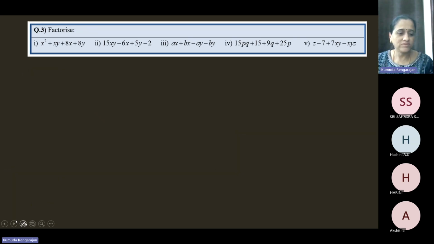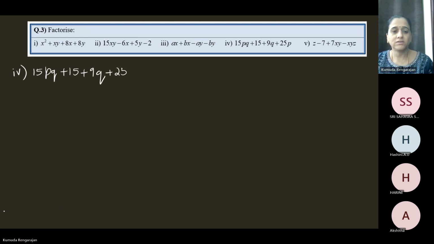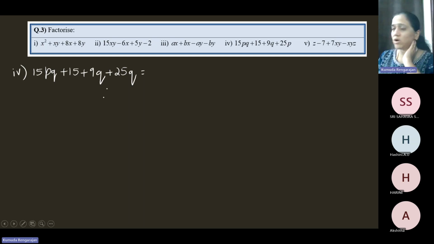Plus 9q. Wait. 15PQ plus 15 plus... I want all of you to listen. This is the expression. Just a second, I'll ask you. Now we'll first go ahead in the same order. Later, with practice, you will realize that you have to rearrange, because when you take out 15 common here, you will get some PQ plus 1.